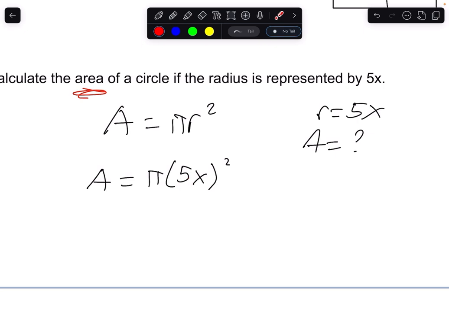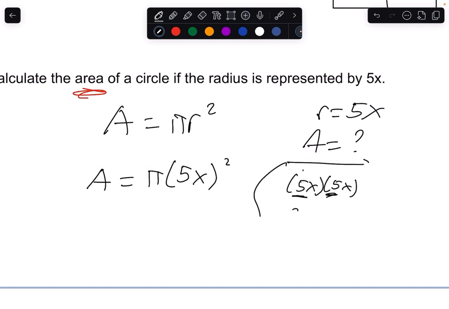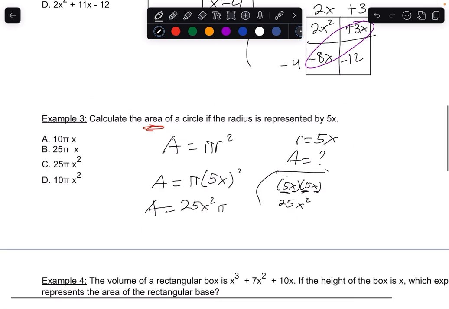Do notice it's actually not 5 squared only, because people would typically square the 5 only. However, this x is also being squared. Remember, that 5x squared is the same thing as 5x times 5x. So those multiply, and then the x's multiply. So please be careful there. 25x squared pi.